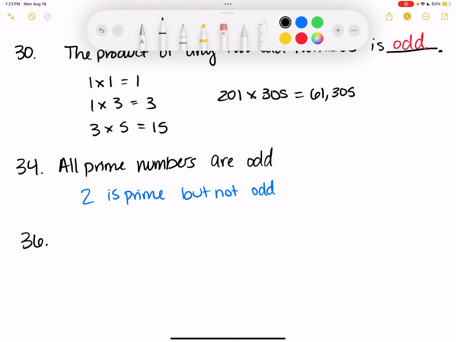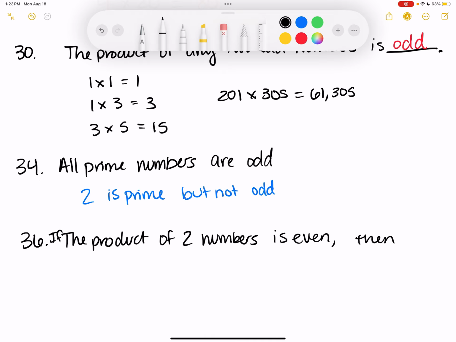36. The product of two numbers, or if the product of two numbers is even, then the two numbers must be even.